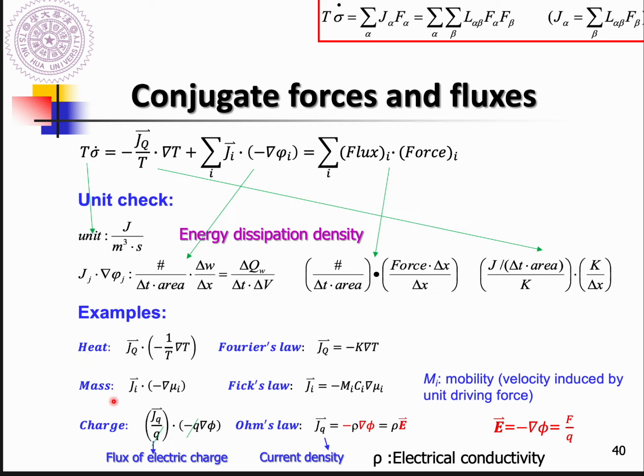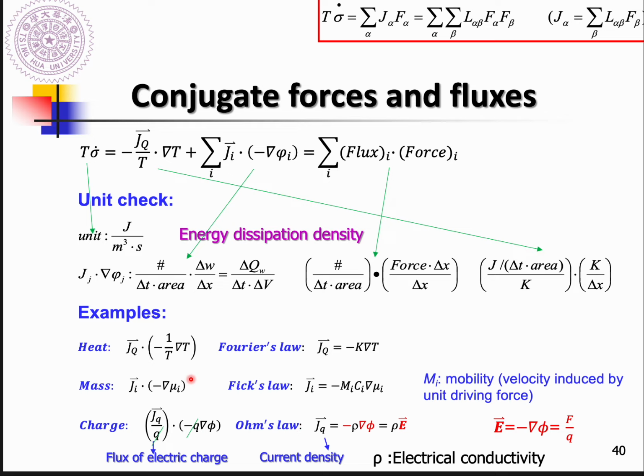The same idea can be applied to the diffusion process, or what we call the mass transport process. As long as we know the atomic flux, by using Fick's first law it is minus mobility times the concentration times the chemical potential gradient, then we multiply by the driving force, which is the minus chemical potential gradient. Then you divide by T, so you can also calculate the entropy production rate per volume.